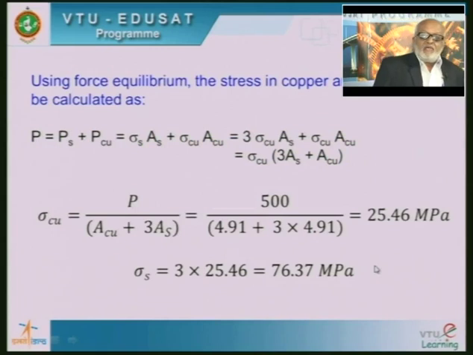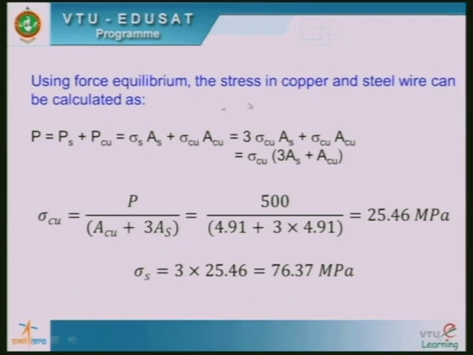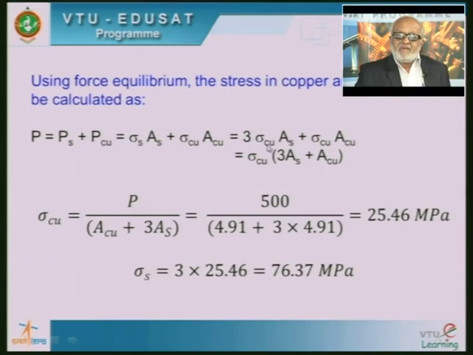Next, we will go for force equilibrium. Using force equilibrium, the stresses in copper and steel wire can be calculated as total load P, load carried by steel wire plus load carried by copper wire: sigma s A_s plus sigma Cu A_Cu. Simple. Load is equal to stress multiplied by sectional area. We know sigma s is equal to 3 times sigma Cu. So, 3 sigma Cu A_s plus sigma Cu A_Cu. Simplify it, you will get sigma Cu into (3 A_s plus A_Cu). So, I will work out the stress in the copper wire.